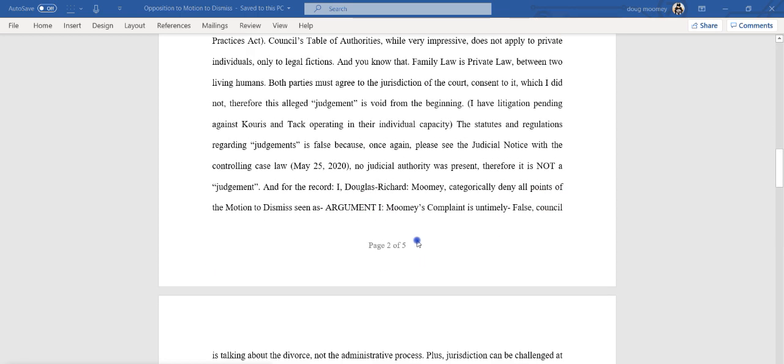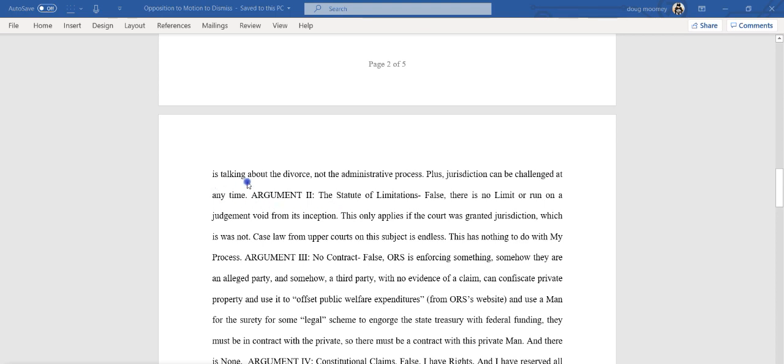1. Moomey's complaint is untimely. False. It's not untimely. Counsel is talking about the divorce, not the administrative process. Plus, jurisdiction can be challenged at any time. Okay? We've been through all those before. Something that's void from the beginning does not, through time, all of a sudden become okay.